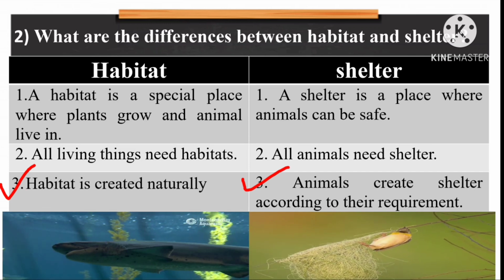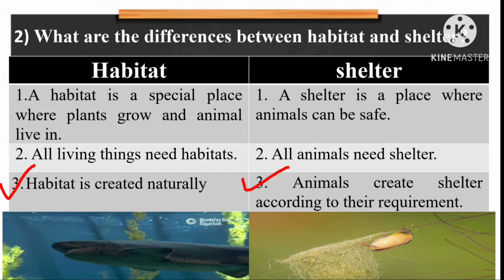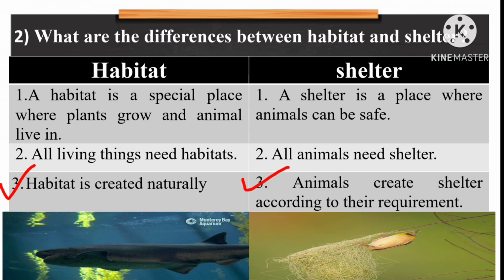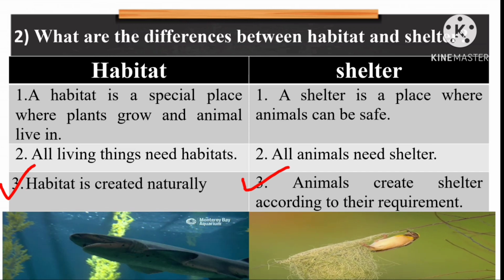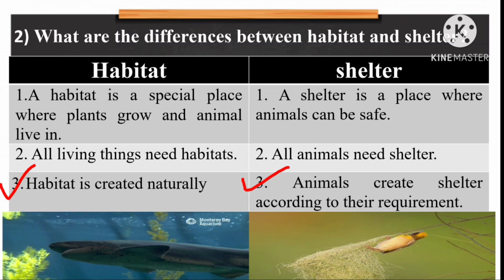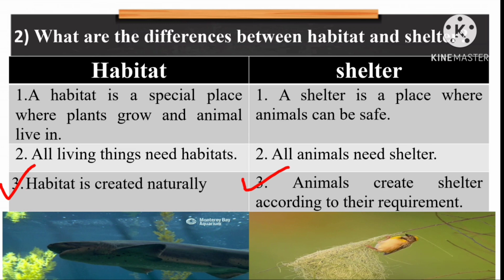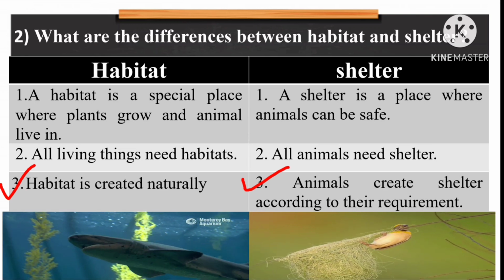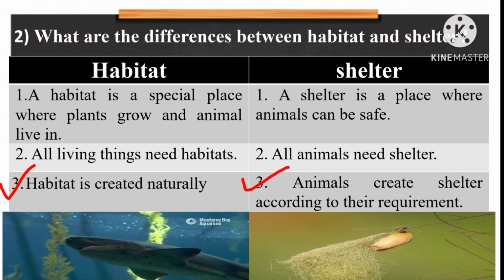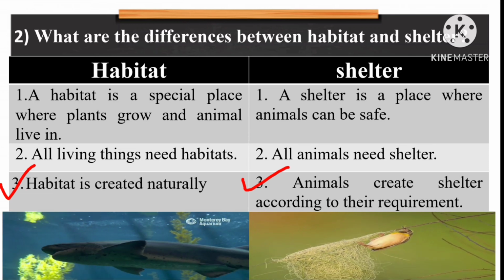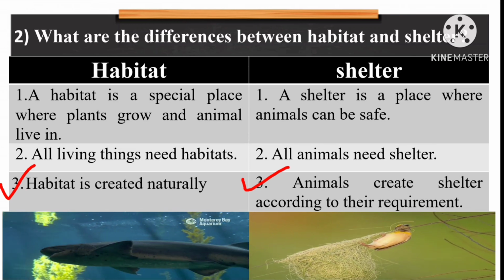Suppose a bird needs a nest because it needs to protect its eggs. We cannot live in a nest, right? We need a house. So a house is our requirement. We make a house according to our requirement. But the requirement of a bird to make a shelter is a nest. So animals create the shelter according to their requirement.